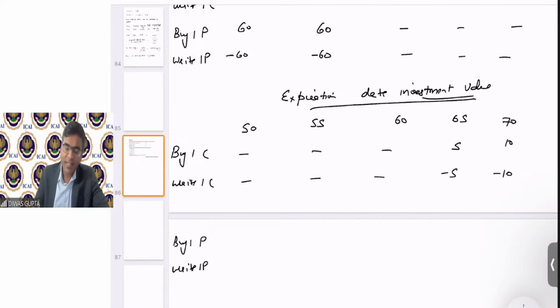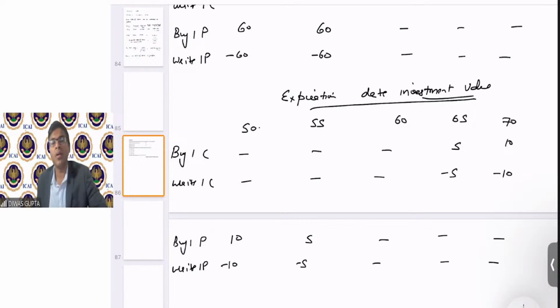Okay. Now, in case of buying one put option, 60 is the strike price. In case of 50, 10 rupees will be a benefit. Similarly, in case of 55, 5 rupees will be a benefit. Okay. Writing one put option, 10 rupees will be a loss. And similarly, 5 rupees will be a loss. Then rest all places, it will be 0. Okay.